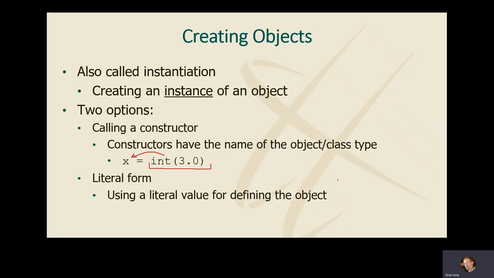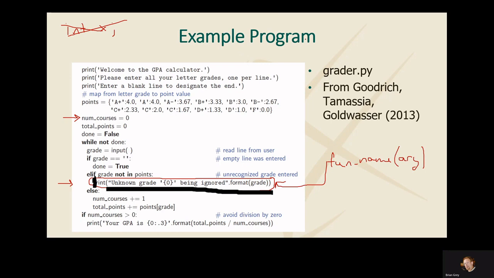We can also use a literal form. That's where we use a literal value for defining the object. And this is used with common data types that have been predefined in Python, right? This is the most common form that you will see of creating an object. And we've seen this already, right? We see this in here.